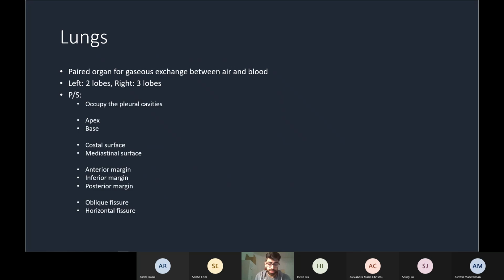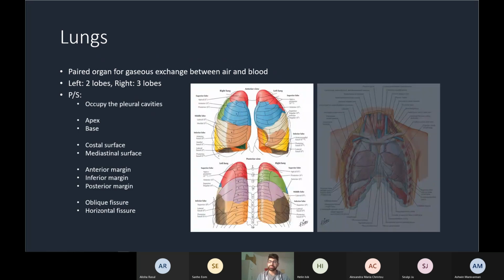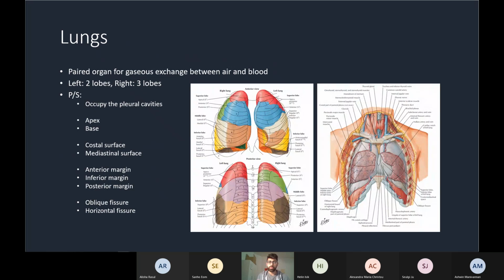In terms of a bit more detail now with position and syntopy, they occupy the pleural cavities. The apex, you can see here, this is the apex, contains a groove. Actually, there are 2 grooves in the apex. One is for the subclavian artery, one is for the first rib. And then on the opposite side, we have the base. And the base, or the diaphragmatic surface, is obviously resting on the diaphragm, as you can see in this image here.